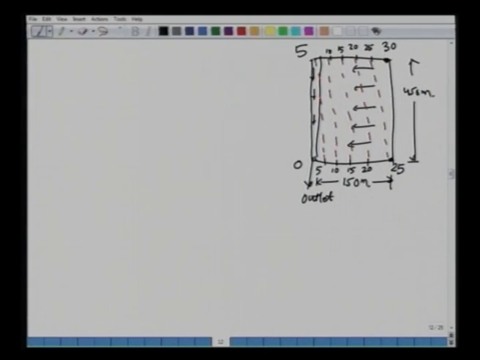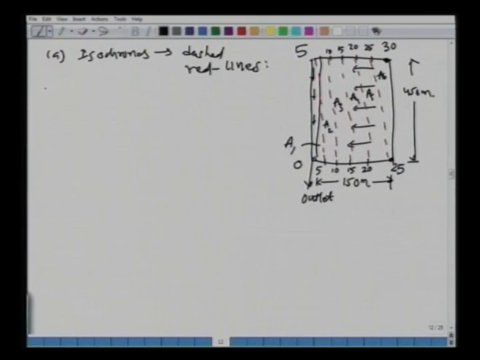You can subdivide all these areas. Let us say this is your A1, this is A2, A3, A4, A5 and A6. So, part A is the isochrones, shown by dashed red lines.